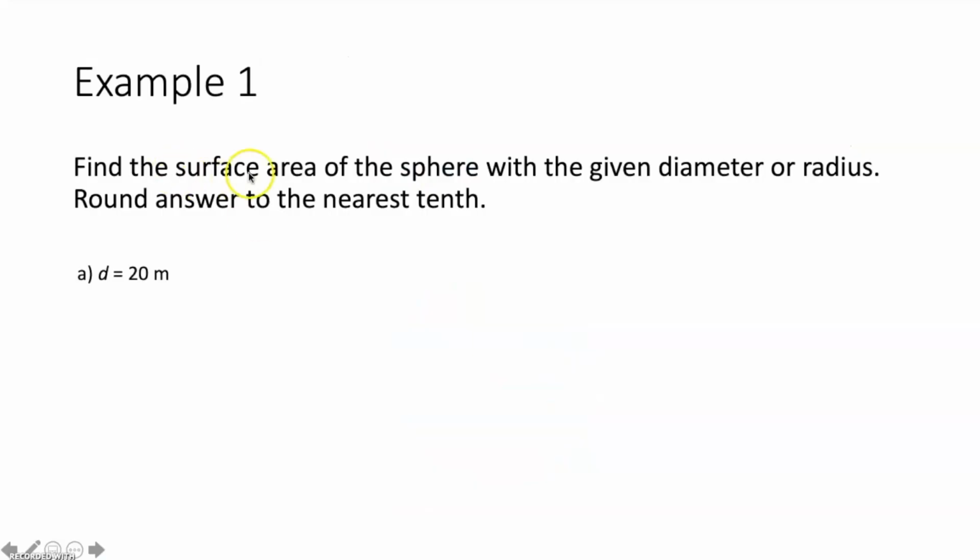Now example 1 says find the surface area of the sphere with the given diameter or radius. Round your answer to the nearest tenth. So in part A, we're given a sphere with a diameter of 20 meters, and we're tasked with finding the surface area of that sphere.